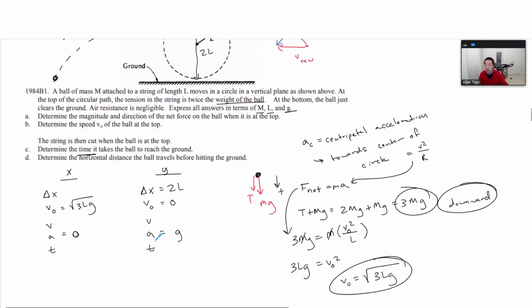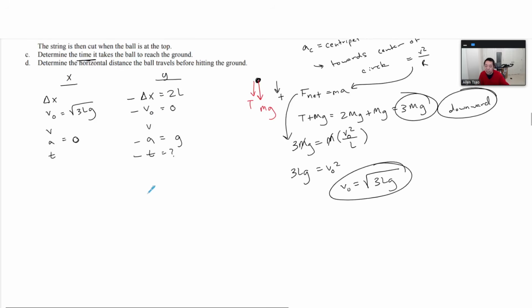Okay, now I want to know the time here. So I want an equation that relates these 4 variables right here. And for projectile motion, it's almost always this equation.